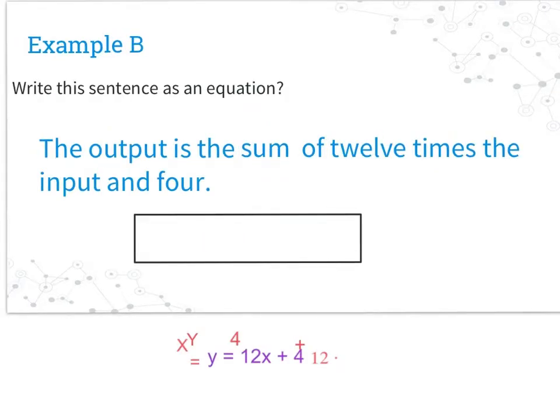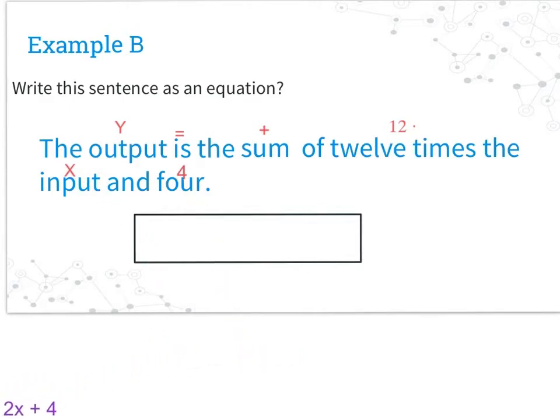So example B says, write the sentence as an equation. The output is the sum of 12 times the input and 4. So again, I'm going to go through and label everything with the things that I know. So I know output stands for y. And the last problem, I understand that is means equals, so I'm going to put an equal sign above there. All right. The sum of, so I know I'm going to be adding, so I'm going to put a plus sign, of 12 times the input and 4. So I know 12 times, so I'm going to put 12 times with the little multiplication dot, the input, which is x, and 4, the number 4.